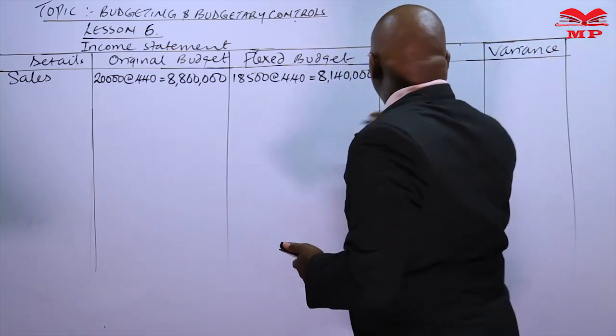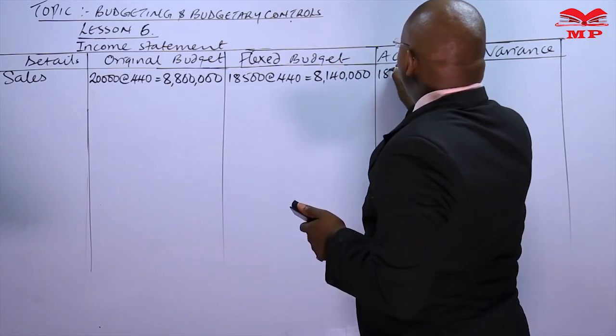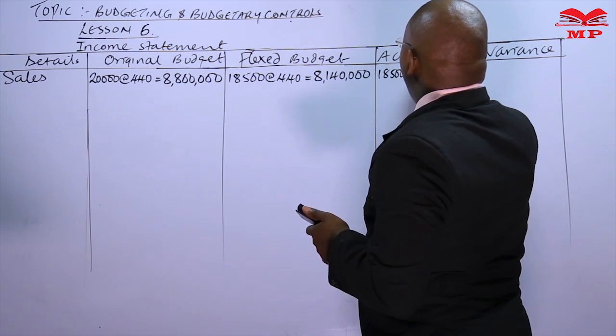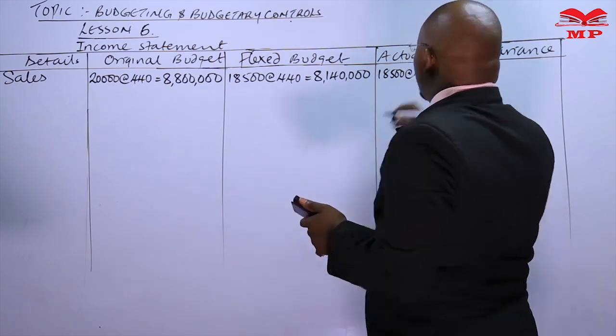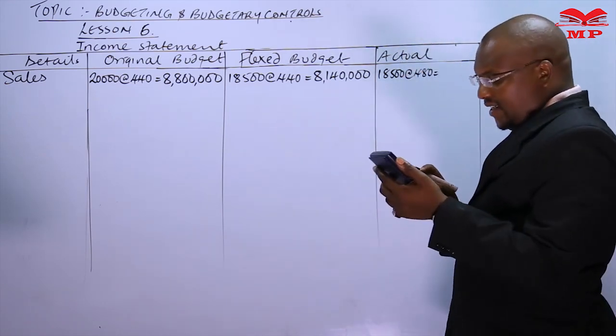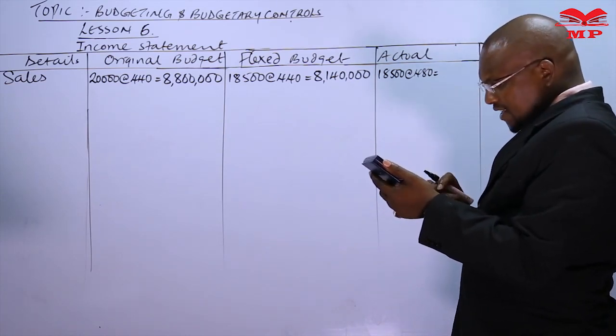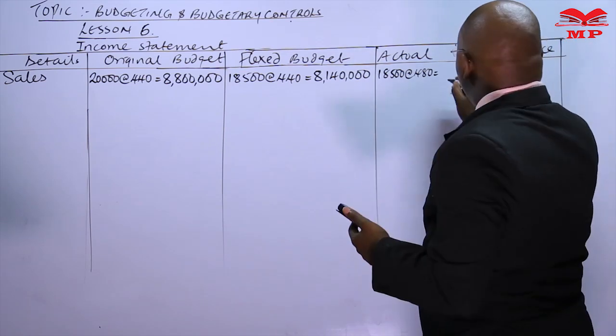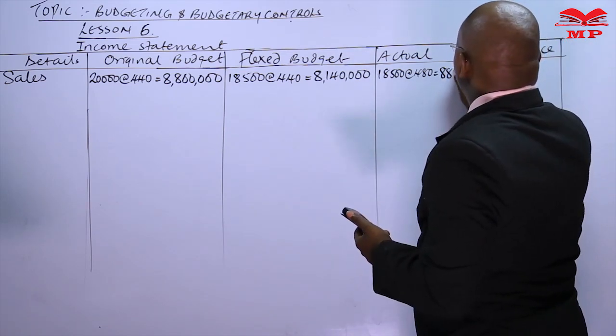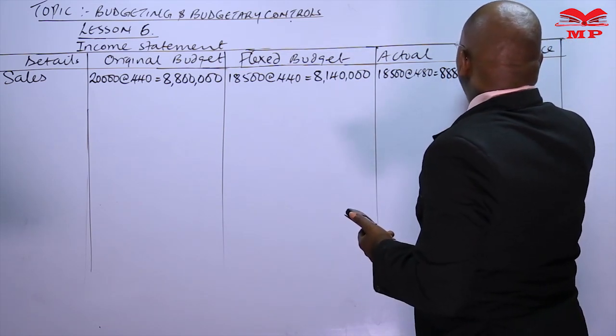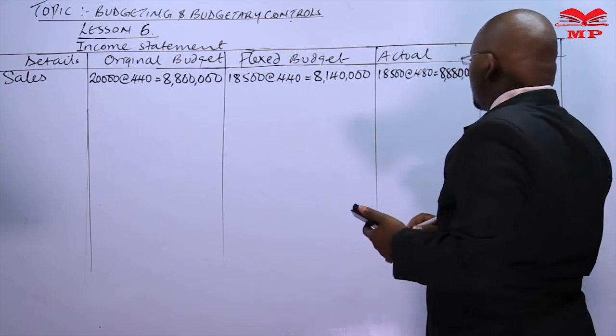So we are flexing. We are prorating the original budget at that level of actual production. But in actual sense, we sold 18,500 at 480. That is the actual sales in units and in price. 18,500 multiplied by 480 gives us 8,880,000.